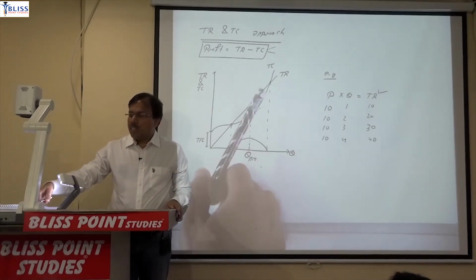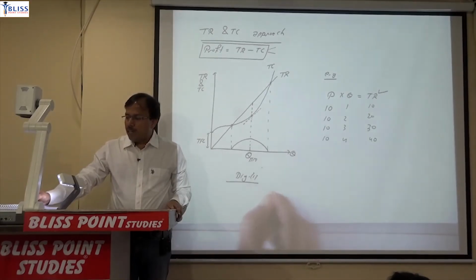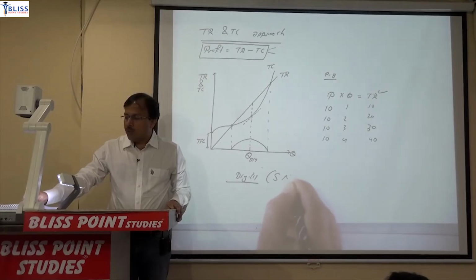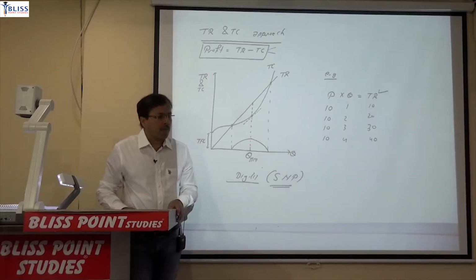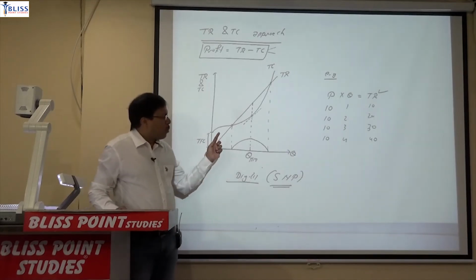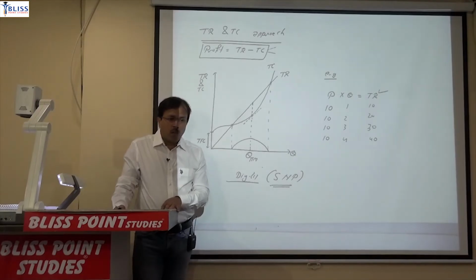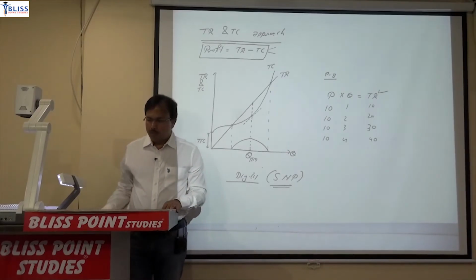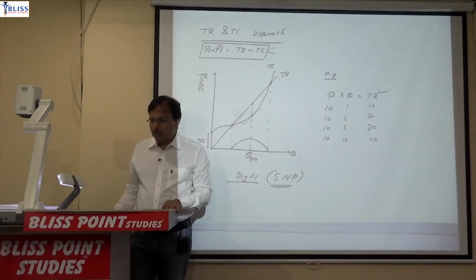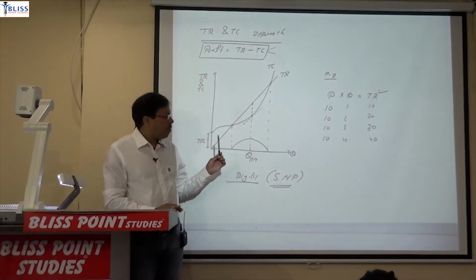So this is the first diagram, and this diagram is drawn for showing supernormal profit. The description is for supernormal profit. Similarly, you have to show it for normal profit, and then you have to show it for the loss condition as well. First part first.